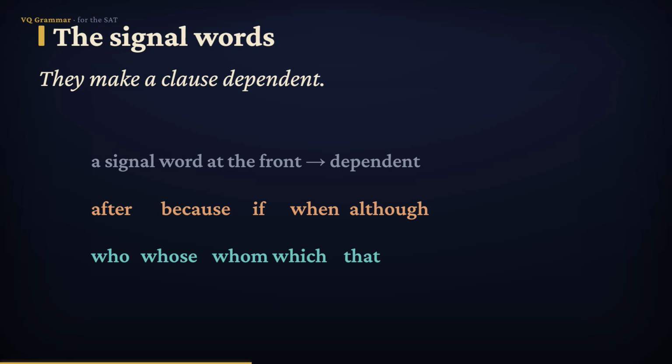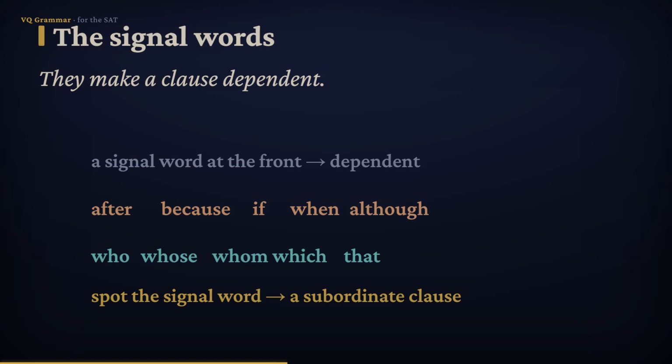The paint dried is a complete clause. It stands alone. But add the word while, and suddenly, while the paint dried can't stand alone anymore. It now depends on a main clause. So whenever you spot one of these signal words starting a clause, you found a subordinate clause.